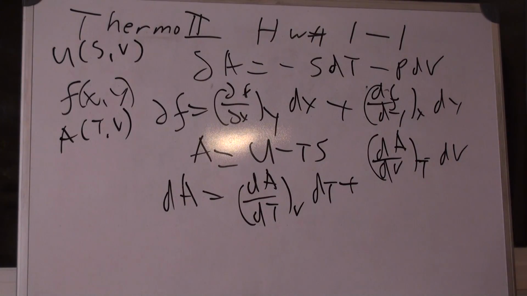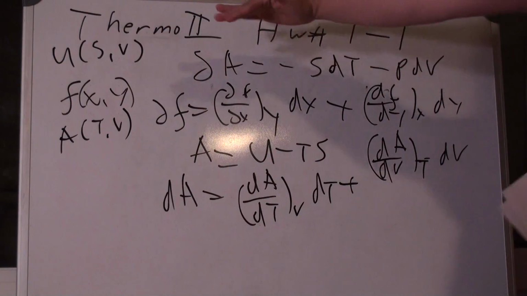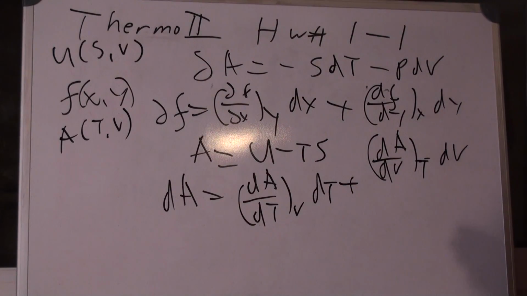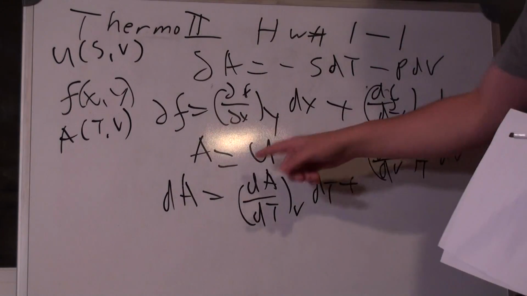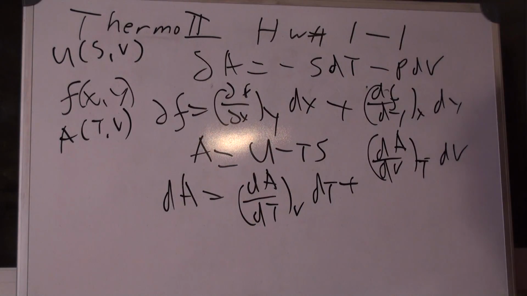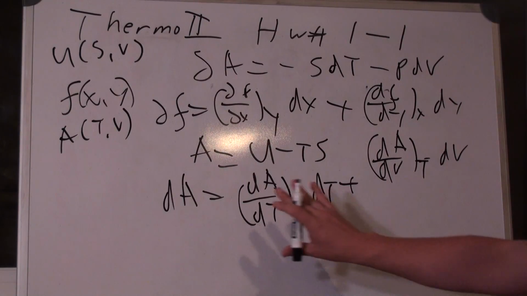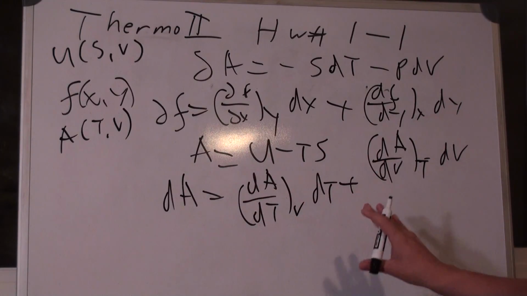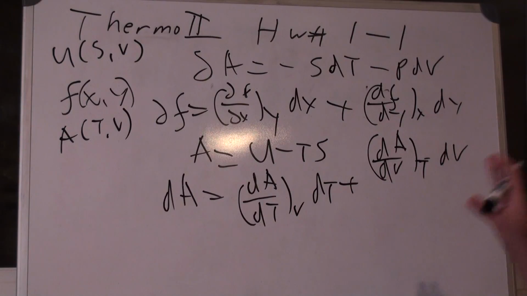Now, normally, when we see a dA, what should we do? That's right, we should plug it in. But we're trying to derive the thing that we would plug in, so we have to plug in what A equals. And right here, we have A equals U minus TS. Okay, so let's do that. So we got two here. We got dA/dT at constant V and dA/dV at constant T.